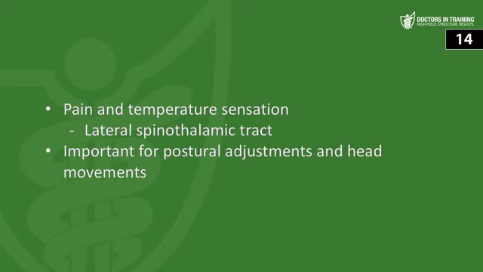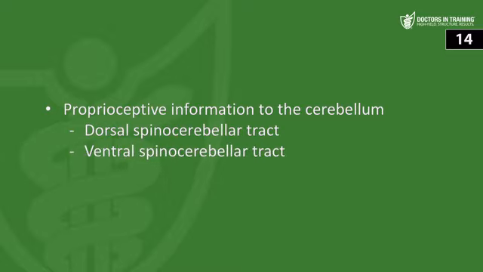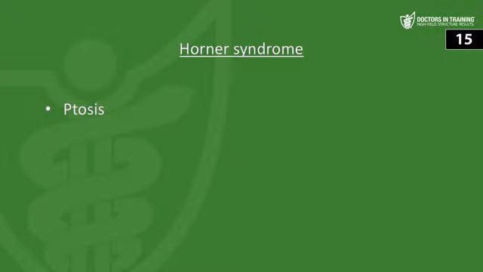Important for postural adjustments and head movements is the vestibulospinal tract. And proprioceptive information to the cerebellum is the dorsal and ventral spinocerebellar tracts. And the last question, what is the triad of Horner syndrome? We said that was ptosis, miosis, and anhidrosis.